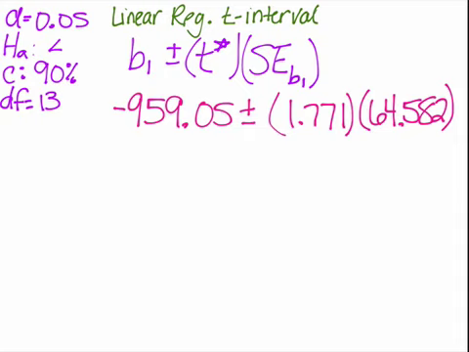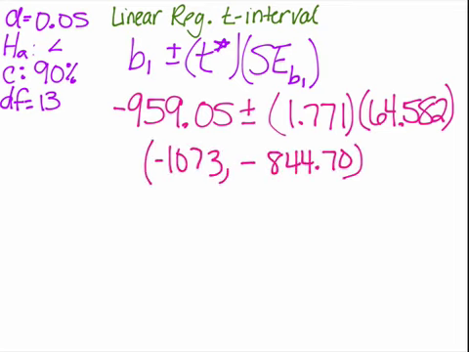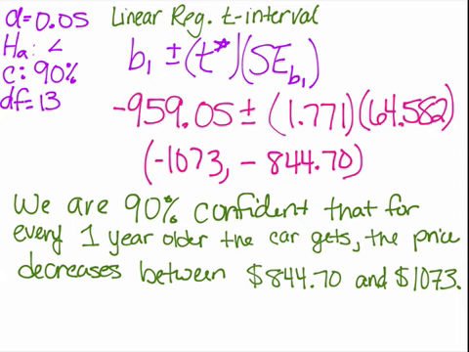To get my t star, remember you have to go to inverse t, put in the area, and put in the degrees of freedom. So the area on one side of a normal model. So we're dealing with 90%, so we have 5% on both sides. And that gives us an interval of negative 1073 and negative 844.7. So we can say that we are 90% confident that for every 1 year older the car gets, the price decreases between $844.70 and $1,073.